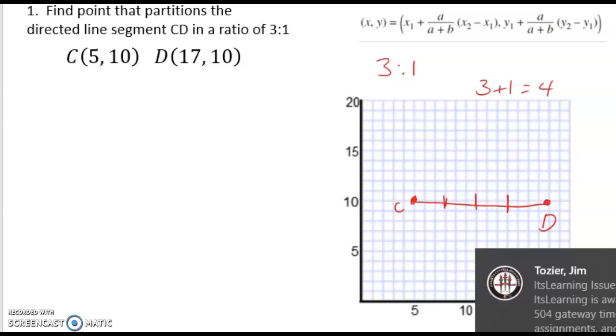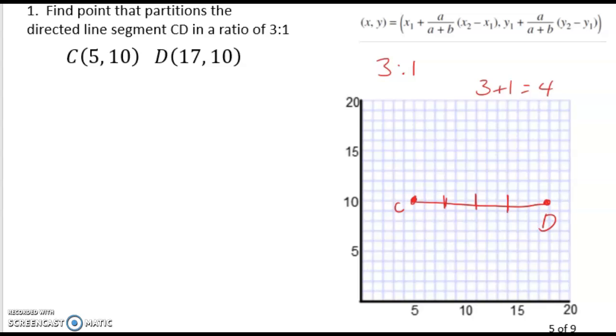I think there's more than that though. So let's see, 1, 2, 3. I should definitely have 12 pieces, but it looks like I might have graphed wrong. Yes, I went 1 too many, so D should actually be on this point. There we go. All right, so there's 4 total parts, and I need a 3 to 1 ratio. So I need 3 pieces to 1.